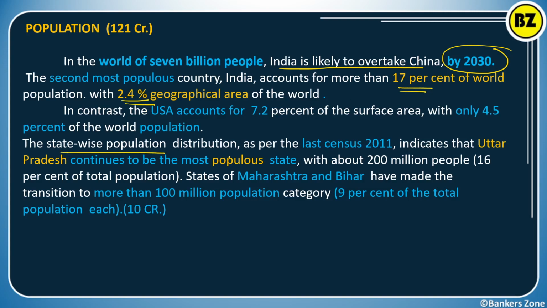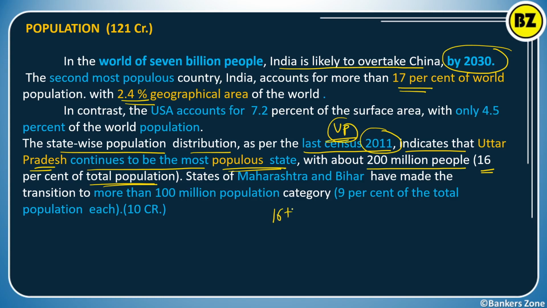Now, state-wise population distribution as per the last census, 2011, indicates that UP, that is Uttar Pradesh, continues to be the most populous state. According to the census 2011, UP has the highest population. And how many people? 200 million people, which is 16% of the total population. Meaning, every 16th person in India is from UP, because UP alone, just one state, has 16% of the total population.